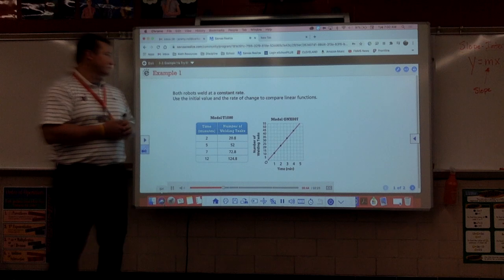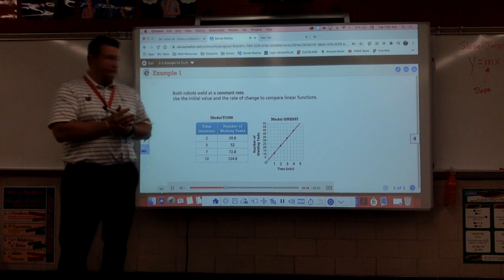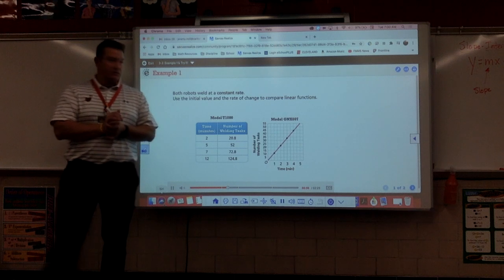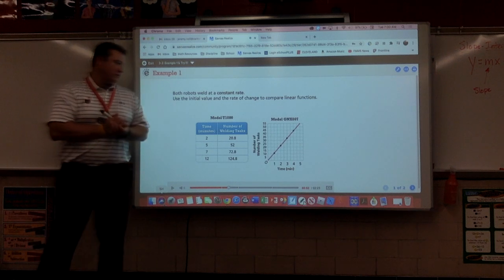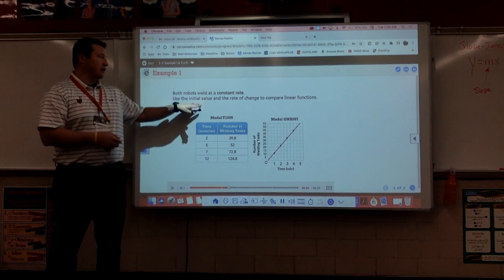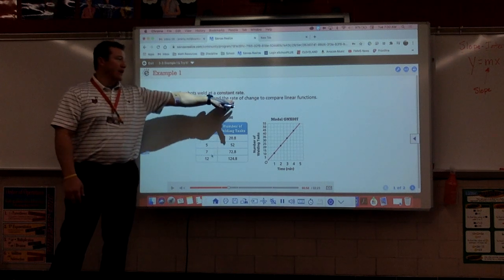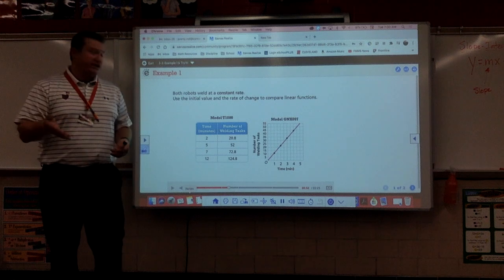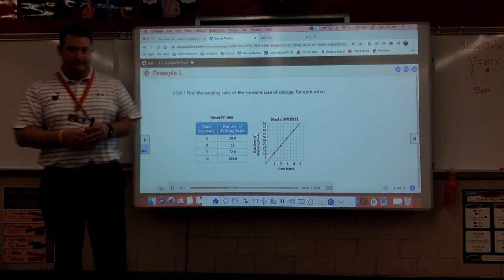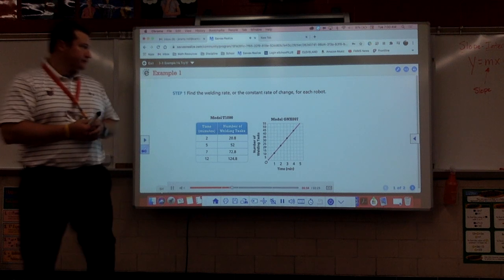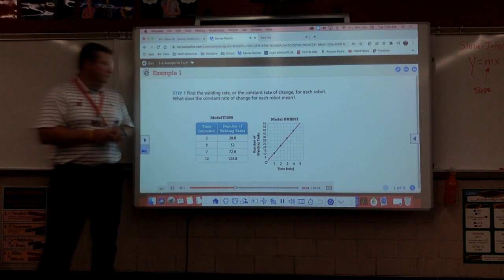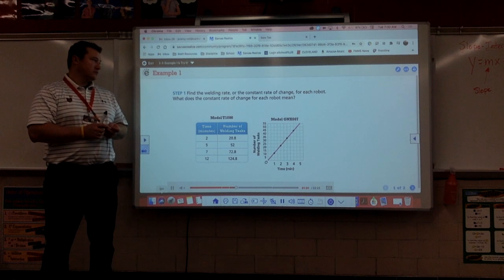Both robots weld at a constant rate. Yes, they do. So you can use the initial value and the rate of change to compare the linear functions. So initial value, guys, y-intercept, rate of change, right? We should start to get comfortable. Rate of change is a synonym for slope. The first step is to find the welding rate, or the constant rate of change, for each robot. What does the constant rate of change for each robot mean?